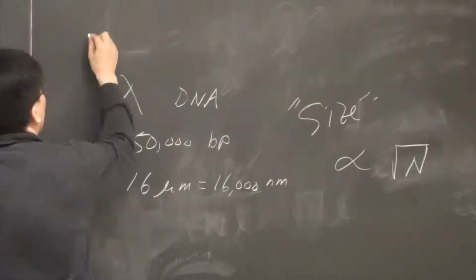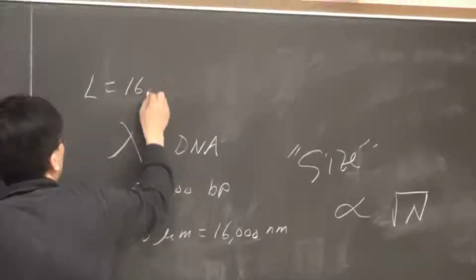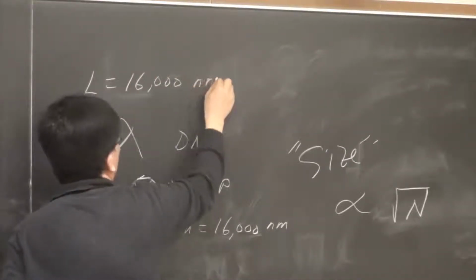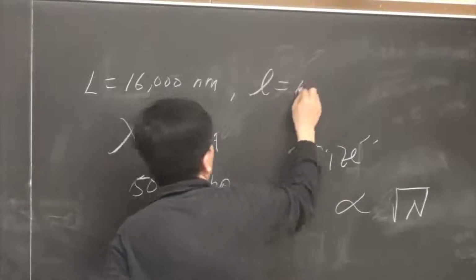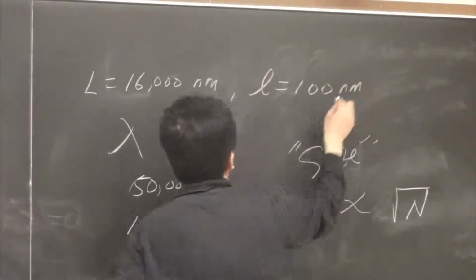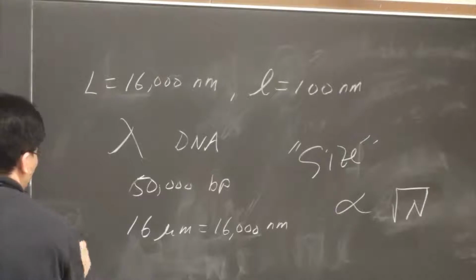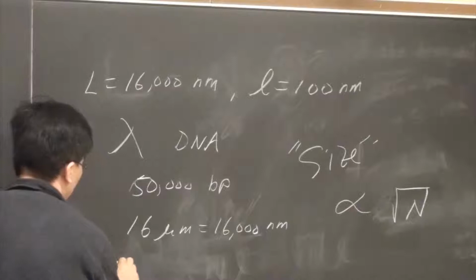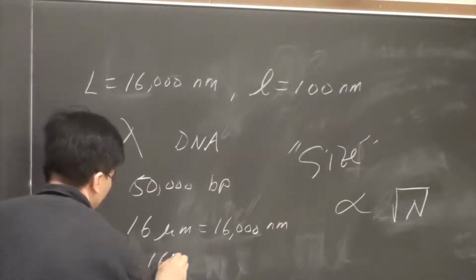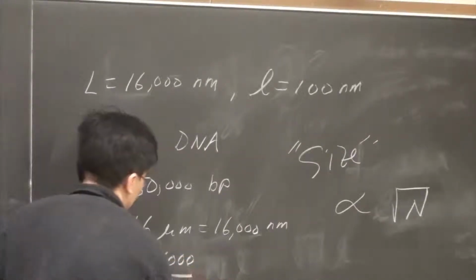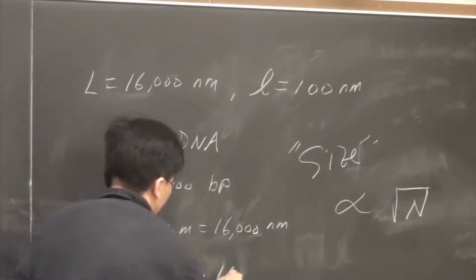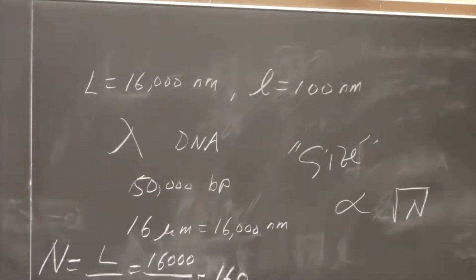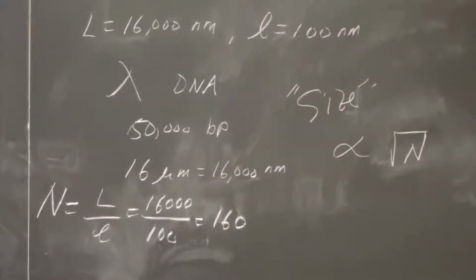So then L is this, and for double-stranded DNA we said that the Kuhn length l is 100 nanometers, therefore the number n of Kuhn length units in that length is 160. So in the lambda phage DNA, you have 160 repeats of that paper clip, if you want.